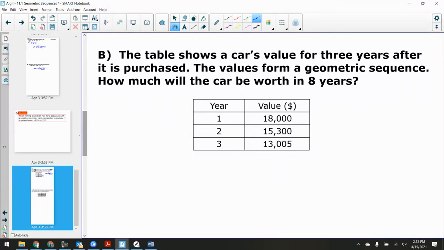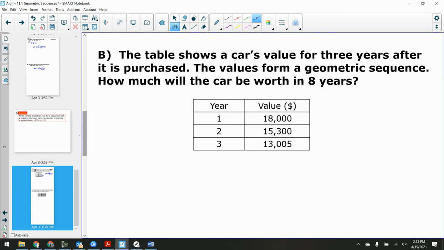This is a real life example. The table shows a car value for 3 years after its purchase. So you guys know that as soon as you purchase a car, as soon as you drive it off the lot, it decreases in value by law. As soon as you drive it off the lot, it decreases in value. And you know what it does? It exponentially decreases. The longer you have the car, the smaller and smaller the value is going to be.